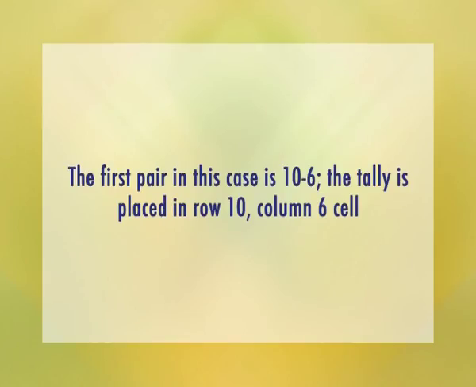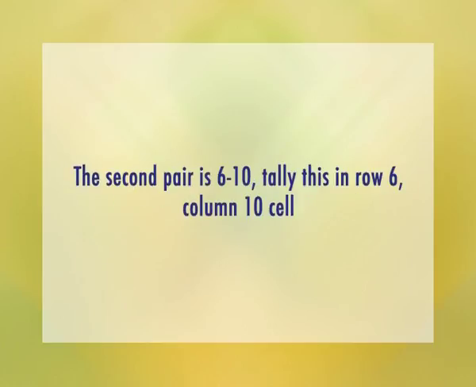The first pair in this case is 10 to 6. The tally is placed in the row 10, column 6 cell. The second pair is 6, 10. Tally this in the row 6, column 10 cell. The third pair is 10, 5. The fourth pair is 5, 1 and so on.